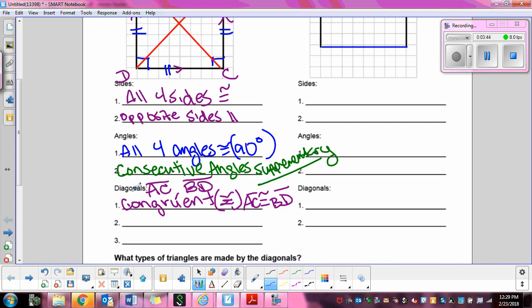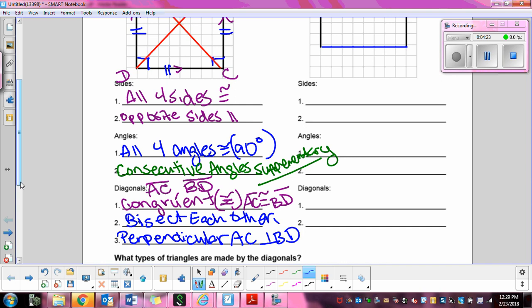They bisect each other. So this is something special that you probably didn't know about squares. They bisect each other, which means they cut each other in half equally. One more thing, they are perpendicular. This is just a lot of writing, right? So perpendicular, this is the symbol for perpendicular. AC is perpendicular to BD.